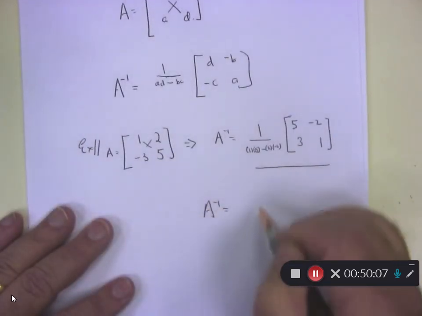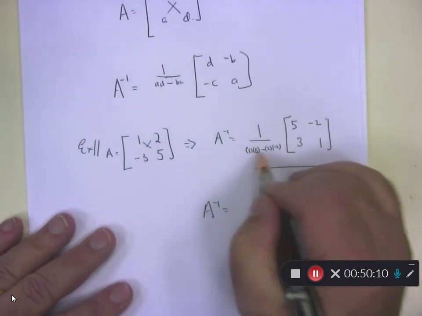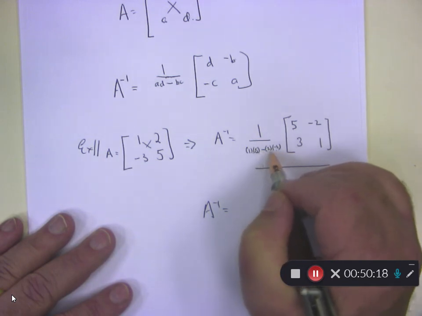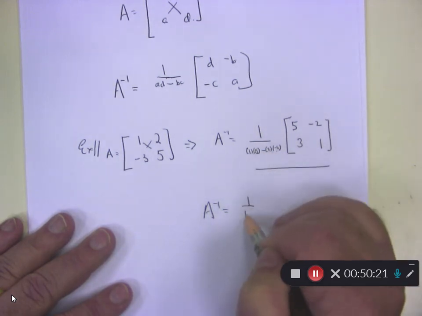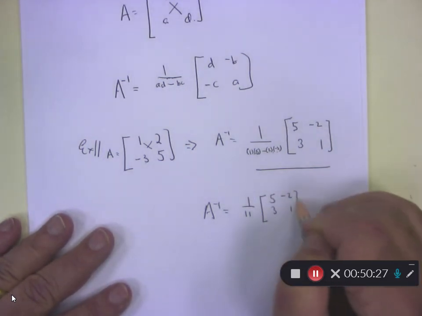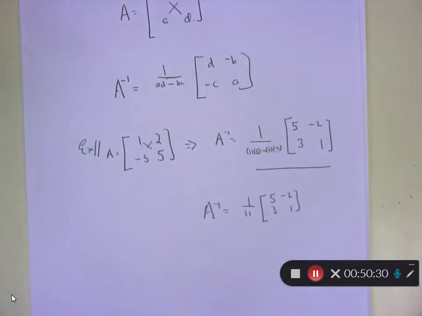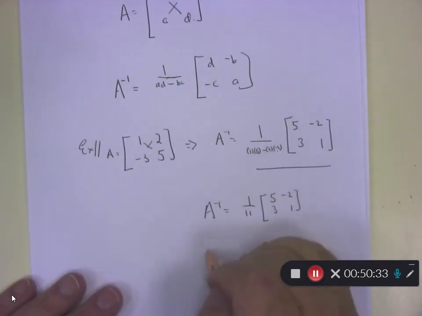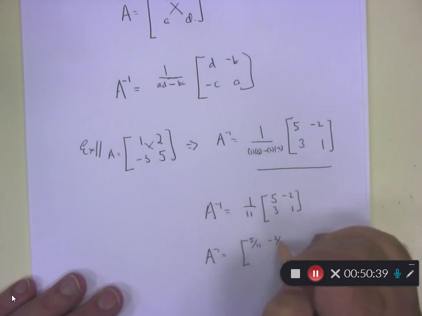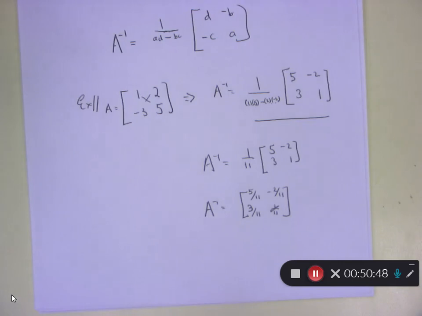So A inverse actually is, let's see here, 5 times 1 is 5. 2 times negative 3 is negative 6. 5 minus negative 6 is what? Minus negative is plus 6. 5 plus 6 is 11. So that's 1 over 11 times this: 5, negative 2, 3, 1. And now this is a scalar times a matrix. What's the rule? You take that scalar, hit each entry in your matrix, and here's your actual answer. A inverse is going to be 5 over 11, negative 2 over 11, 3 over 11, and 1 over 11. That is actually A inverse.